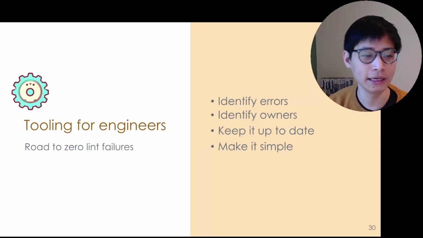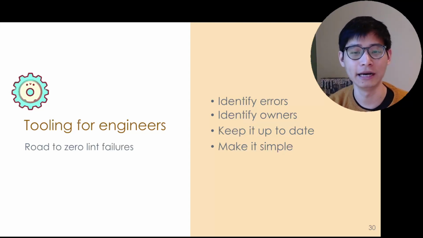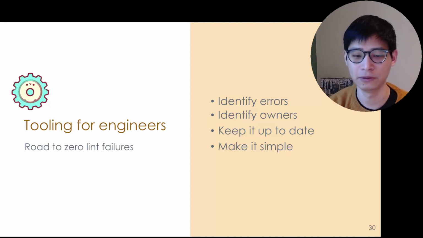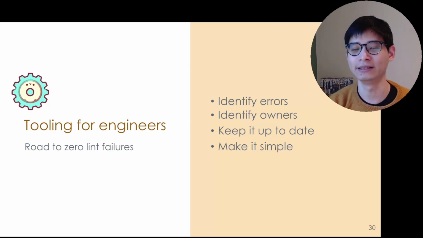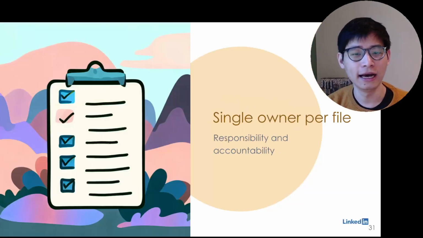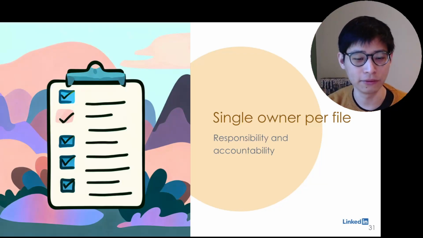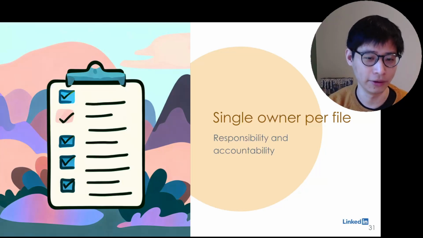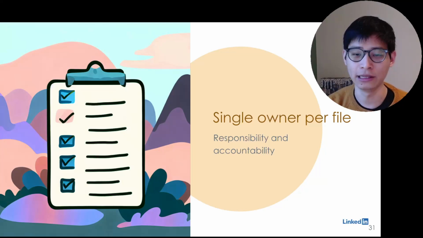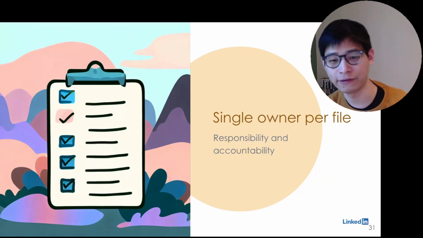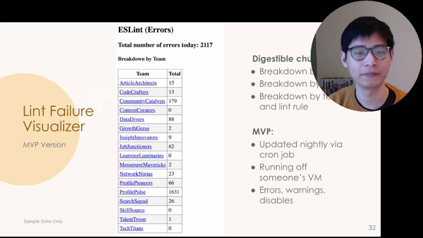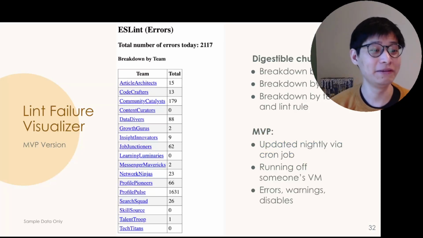So the tooling that we provided identified the errors, identified the owners, and it's up to date and super simple. So you don't have to run some random command line tool or something like that. We had a single owner per file, which was a separate effort to what we were already doing, which made it a lot easier. So we can identify that each file with a lint failure is owned by a particular team.